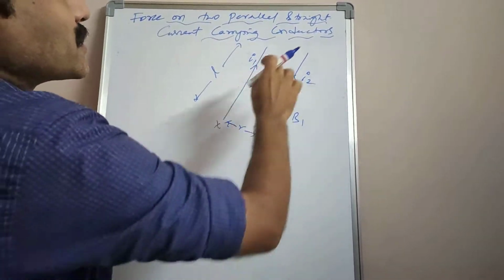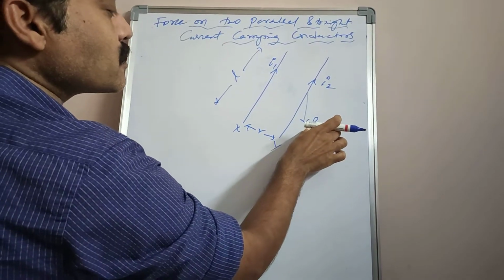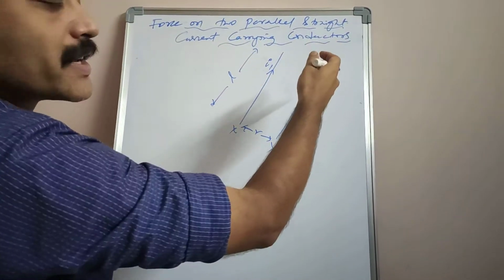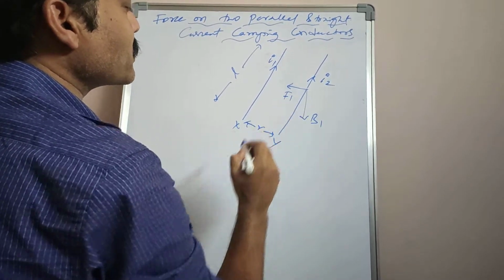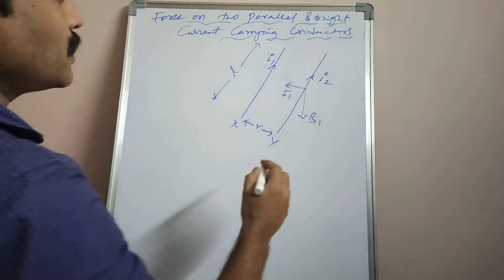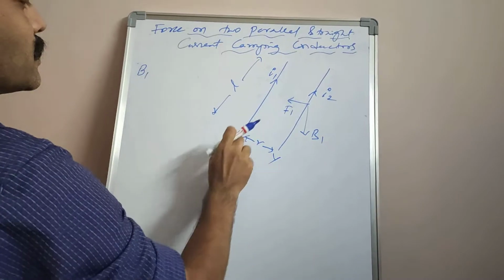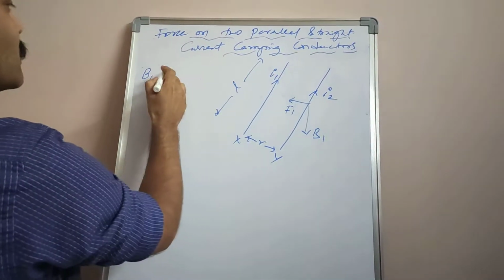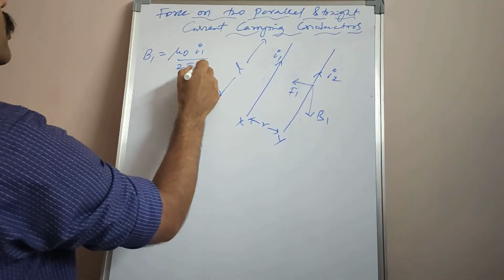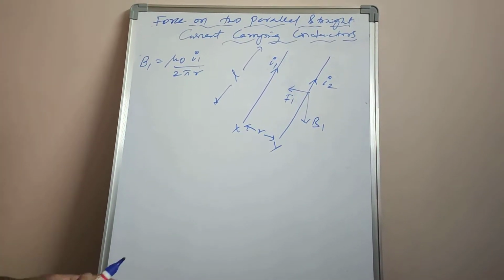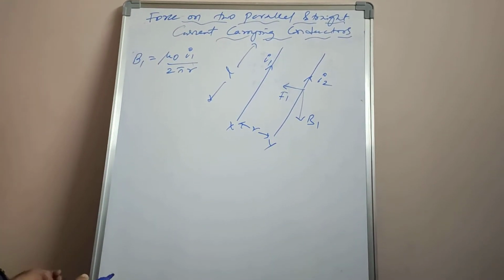So now when the second conductor is placed in the magnetic field produced by the first conductor, because of this magnetic field the conductor will experience some force. That force will be perpendicular to this B1 and is considered as F1. Now, the field produced around the conductor X due to current I1 is given by B1 equal to mu naught I1 by 2 pi r. Already you know that the magnetic field produced by a straight conductor carrying current is B1 equal to mu naught I1 by 2 pi r.